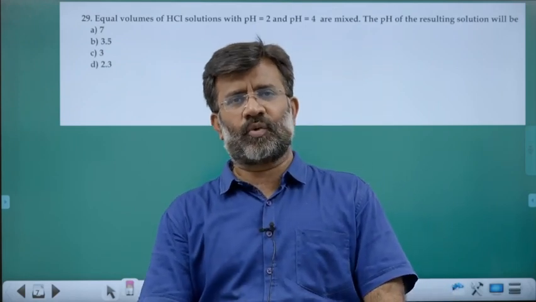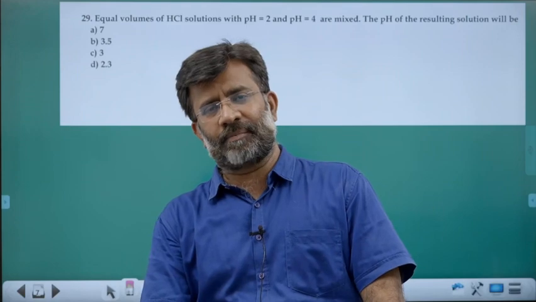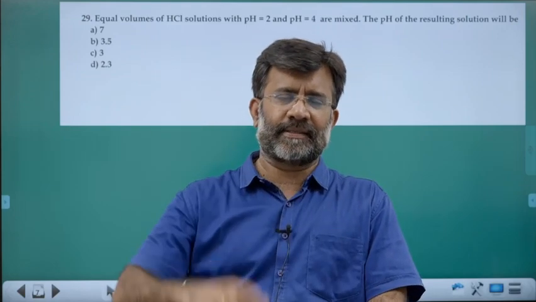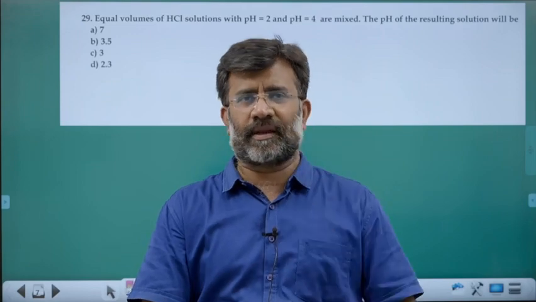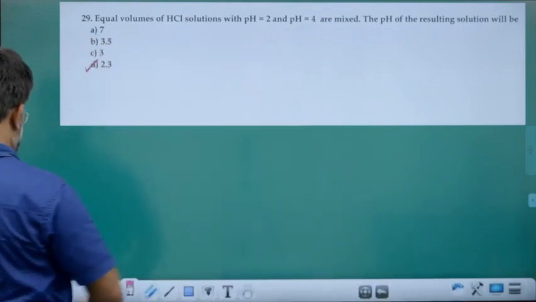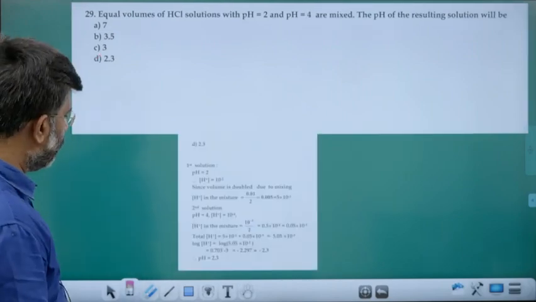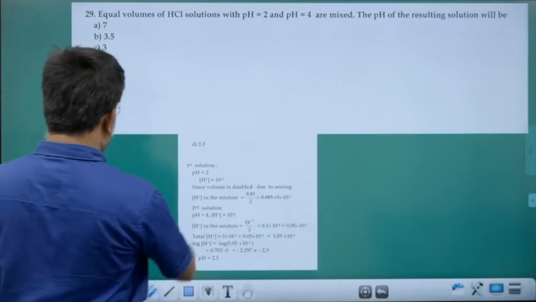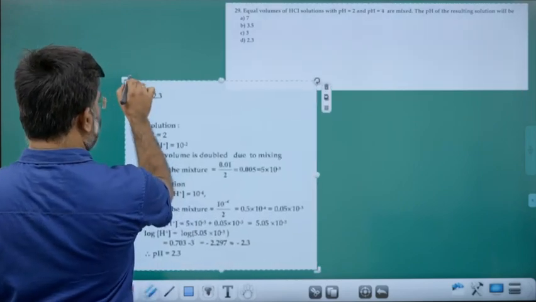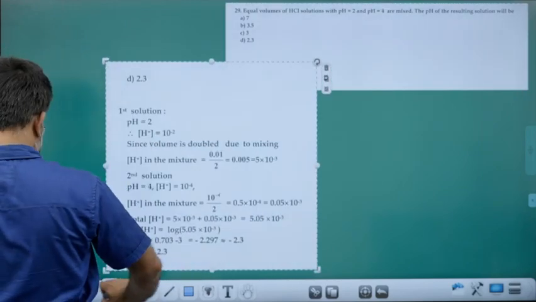If you are mixing 2 and 4, the resultant pH will be some 2.3. If you are mixing 3 and 6, the resultant pH will be some 3.3, like that. And the answer here must be option D. And how can you work that out? Have a look.